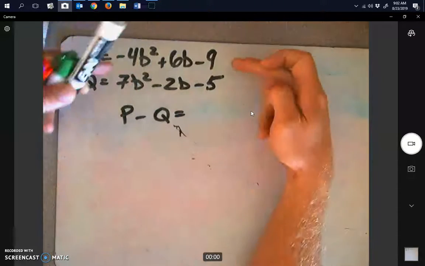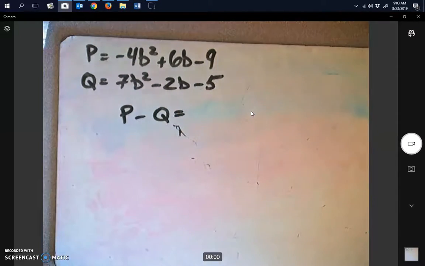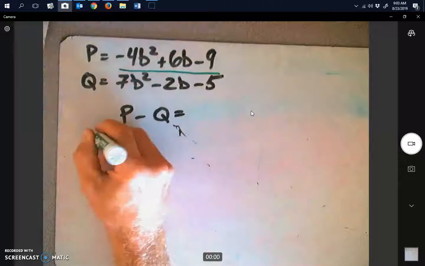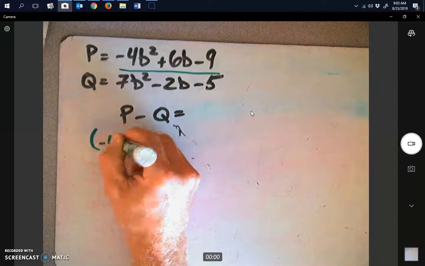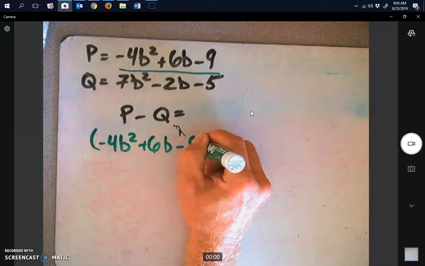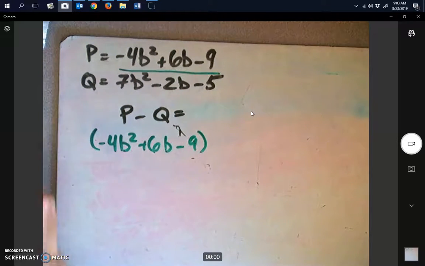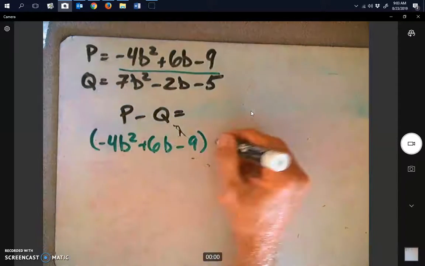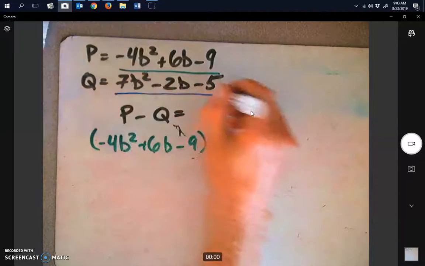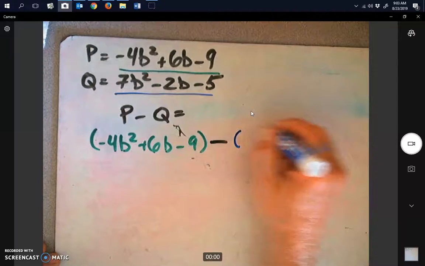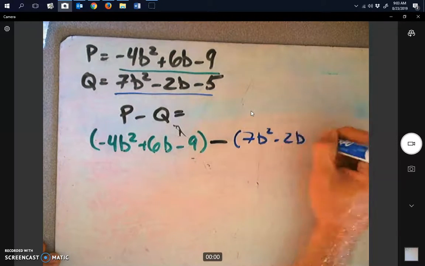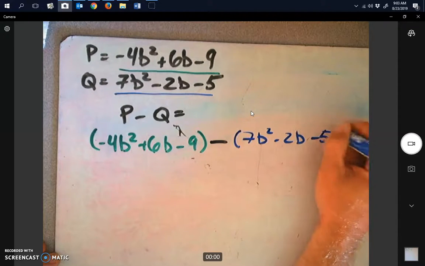So P is this. So we're going to rewrite P with all of that instead. So I'll do parentheses, negative 4b squared plus 6b minus 9. That is my P. We have a subtraction sign. And then we have our Q. So parentheses again, 7b squared minus 2b minus 5, parentheses.